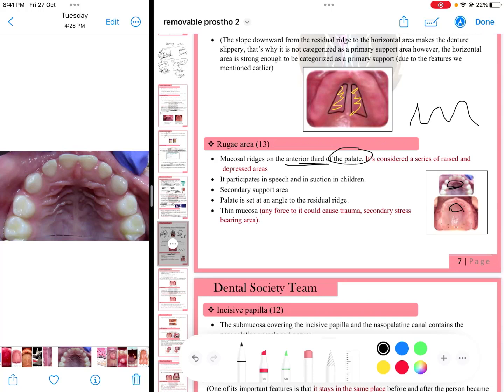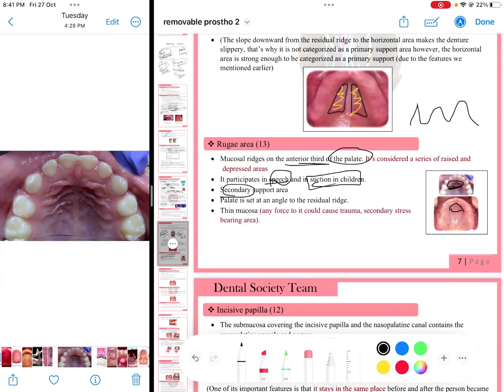What's the function of the rugae area? Why did God create it for us? It participates in speech, because you place your tongue in this area to pronounce some letters. Some letters we need to place our tongue here. It's also important for suction in children, when we are talking about infants. When infants suck the milk, they put their tongue there, so it helps in the suction.